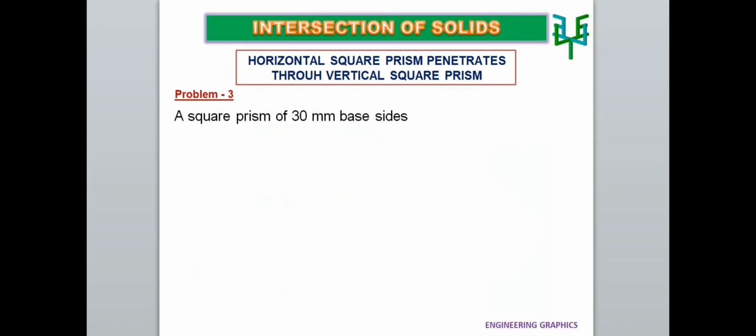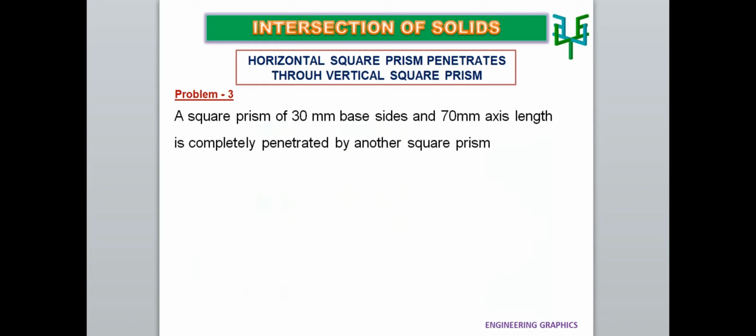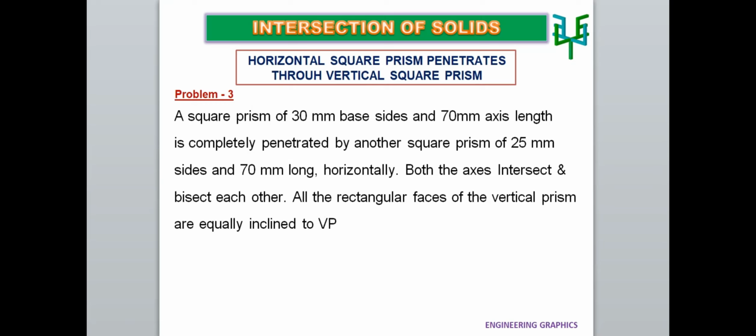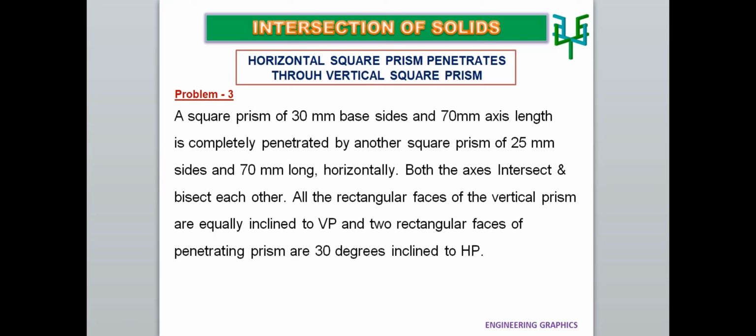A square prism 30 mm base side and 70 mm axis length is completely penetrated by another square prism of 25 mm sides and 70 mm long, horizontally. Both the axes intersect and bisect each other. All the rectangular faces of the vertical prism are equally inclined to VP. And two rectangular faces of penetrating prism are 30 degrees inclined to HP. Draw projections showing the curves of intersections.